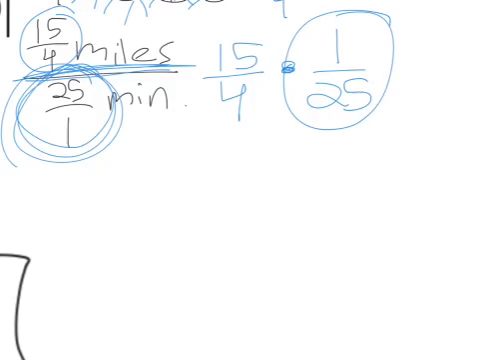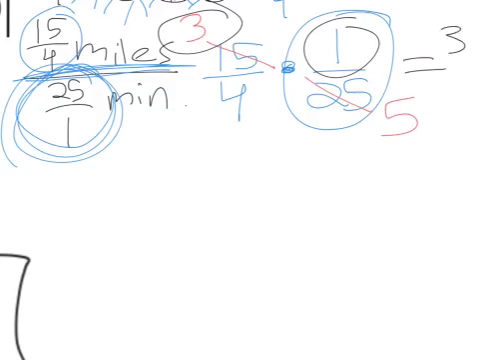Now we're going to cross cancel. So 5 goes into both numbers. 15 divided by 5 is 3. And 25 divided by 5 is 5. Now let's multiply the numbers on top. 3 times 1 is 3, over 4 times 5 is 20.